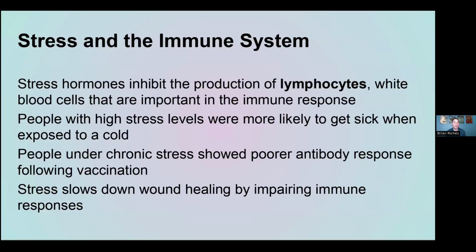With this, one big thing is that stress hormones like adrenaline and cortisol actually slow down the production of lymphocytes, which are specific white blood cells that trigger immune responses in our body. So people who have high stress levels are a lot more likely to get sick when exposed to something like the common cold. They're more likely to have a poorer response in fighting off illness. We see that in studies of vaccines: people with chronic stress show a poorer antibody response to vaccines.